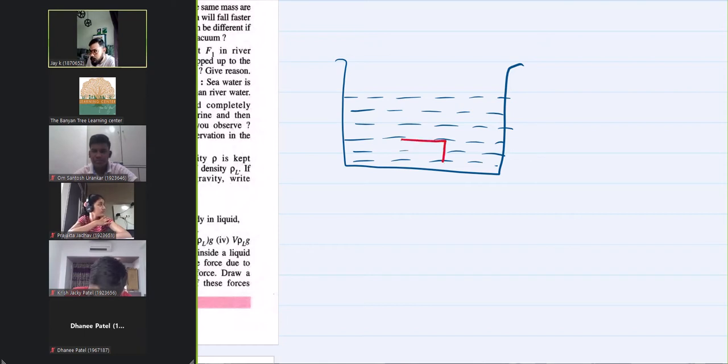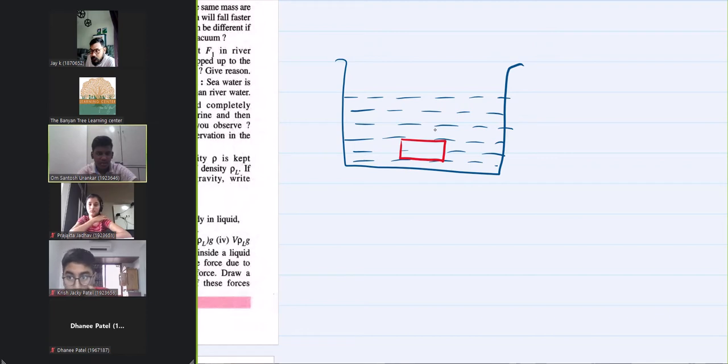Suppose this is a piece of wood which is left under water. इस पे कौन से फोर्स एक्ट करेंगे बताओ? Which forces will act on it? Sir, upthrust and gravitational force. Very good, very good. So two forces will act on it.